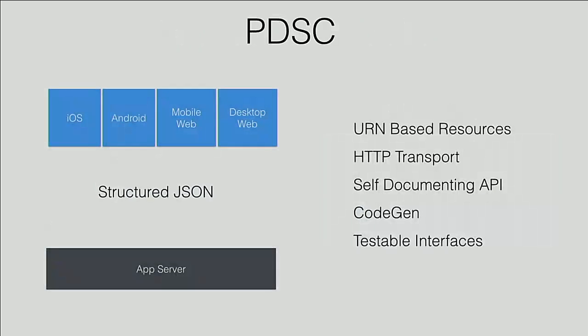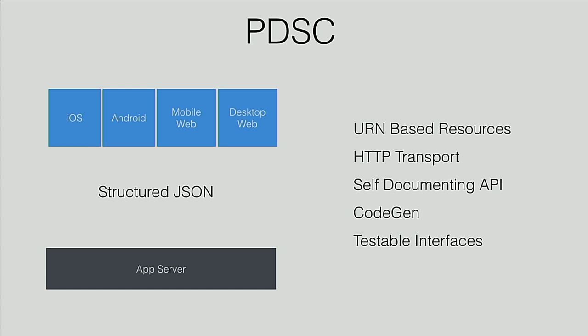Second big change, which is the same thing that we did on the back end, is we're moving to a structured JSON model, pretty much RESTful, where we have URN-based resources between our client and our server, using the HTTP transport, using the self-documenting API, and actually doing code gen, even for Objective-C and JavaScript, so that we can actually generate the client libraries that can talk to our servers.